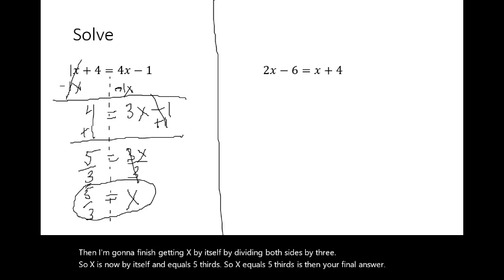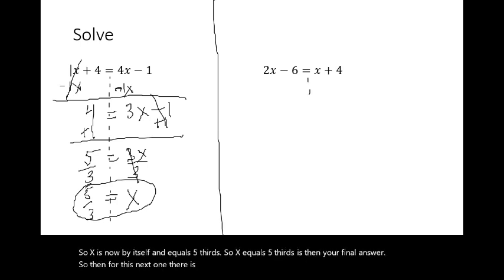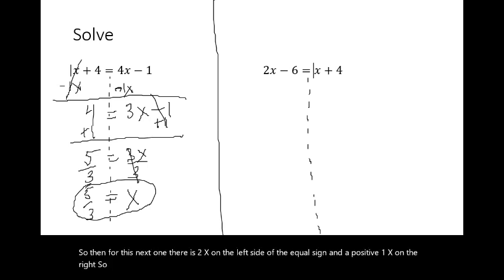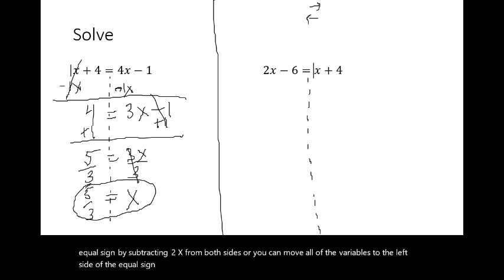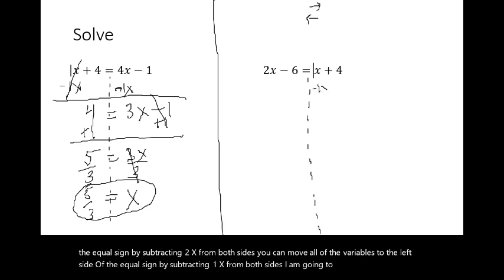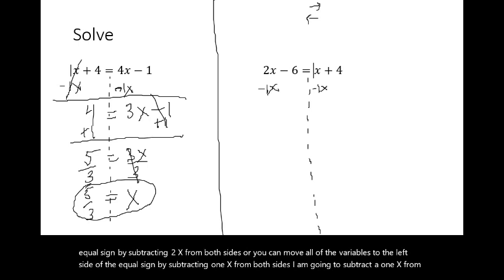So then for this next one, there is a 2x on the left side of the equal sign and a positive 1x on the right. So we can do one of two things. You can either move all of the x terms to the right side of the equal sign by subtracting 2x from both sides, or you can move all of the variables to the left side of the equal sign by subtracting 1x from both sides. I am going to subtract a 1x from both sides and move them all over to the left.